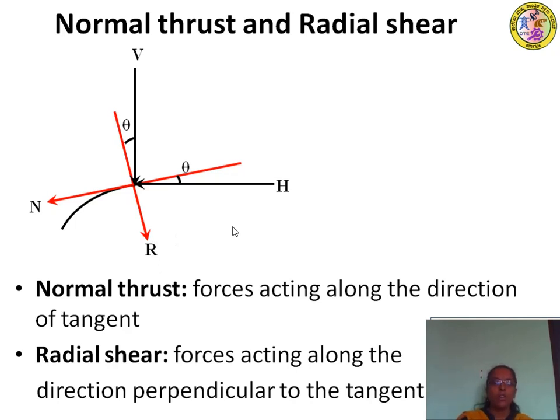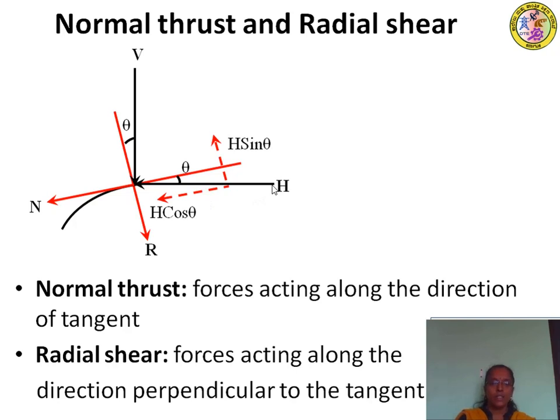Now to find the components along N and R, you have to resolve the forces H and V along N and R. Let us resolve the force H along the direction N and R. H is making an angle theta with respect to N, therefore the N component, the normal thrust component of H, is H cos theta, and the radial shear component of H is H sin theta.